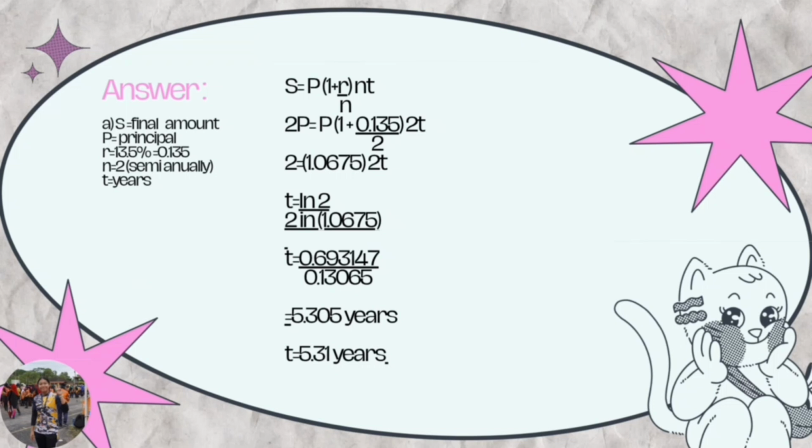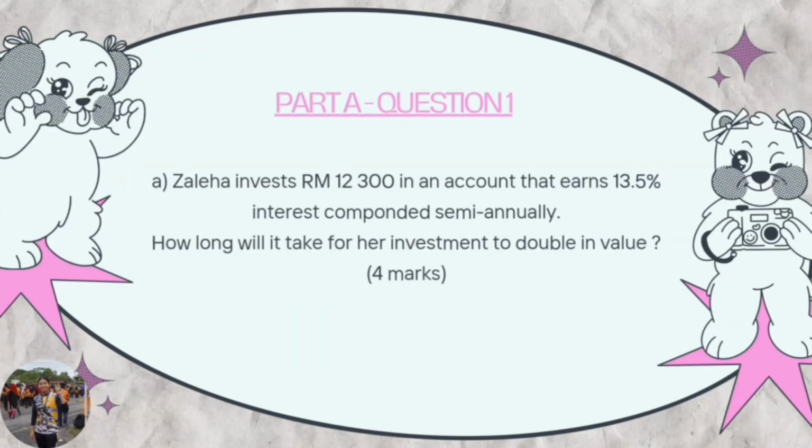0.693147 divided by 0.065325, wait, then T equals 0.693147 divided by 0.13065, and the last answer is 5.305 years for the investment to double in value.